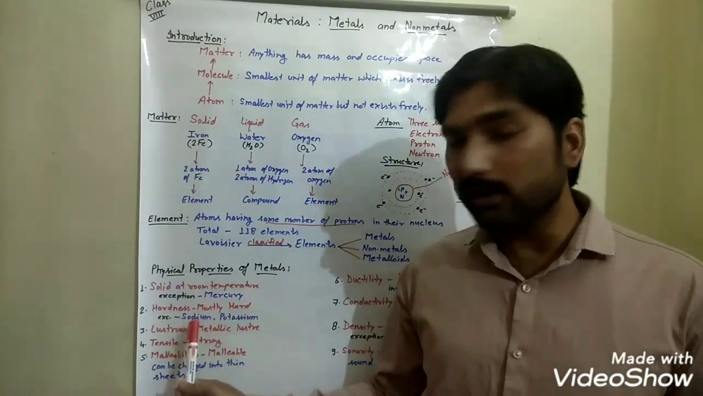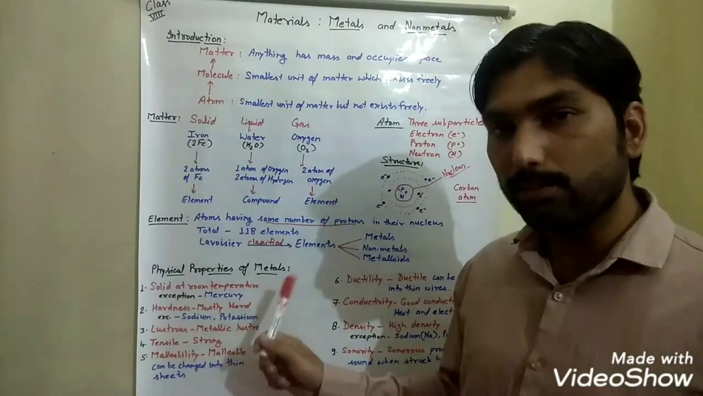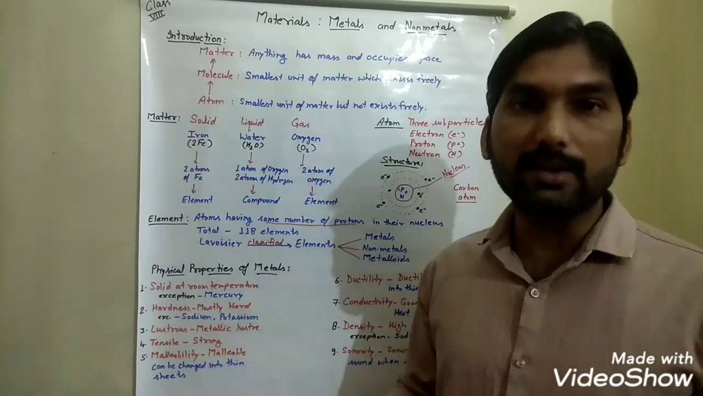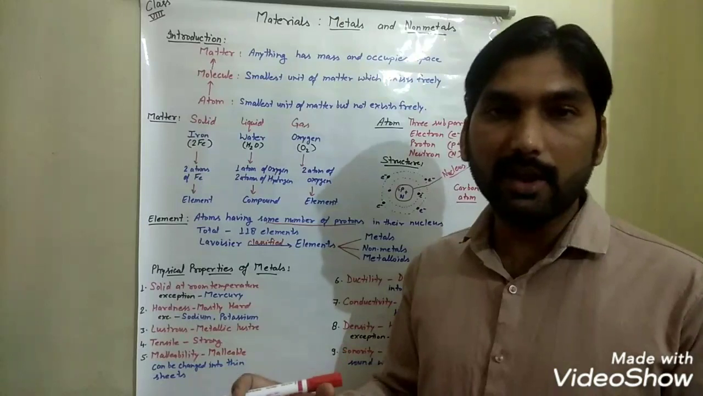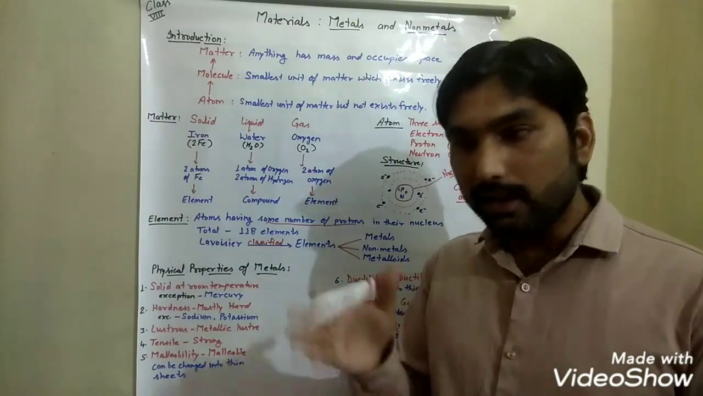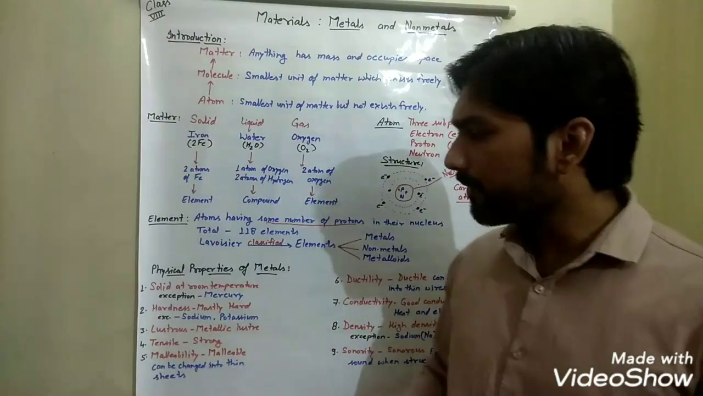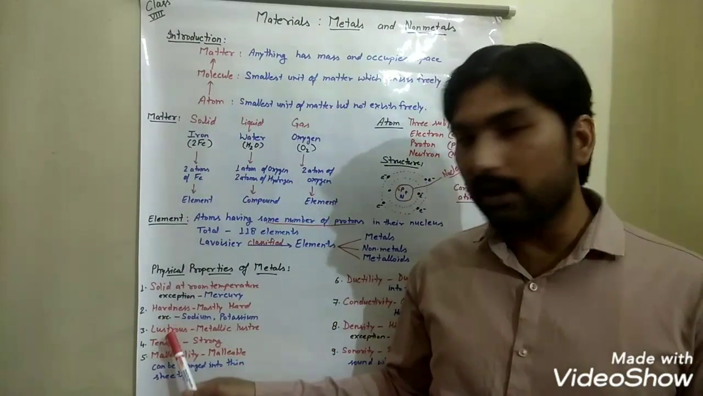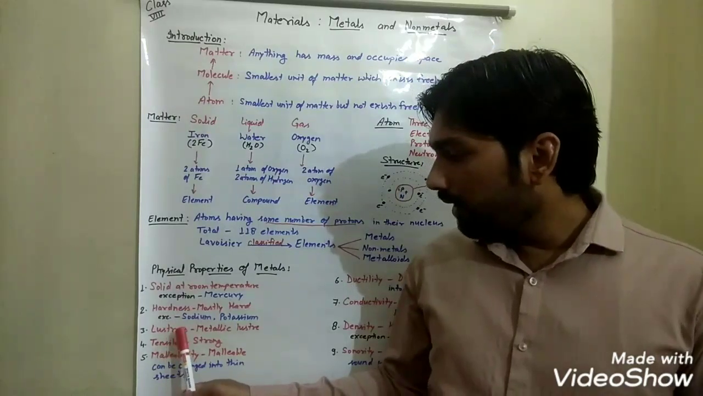Actually sodium and potassium belong to this group of metals, but when we see their nature, they are present in the solid state at room temperature, but they are not hard, they are soft and they can easily be cut by a knife. So now we are going to see another physical property.